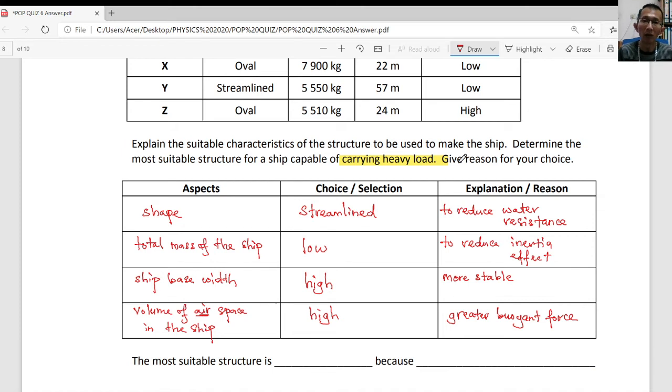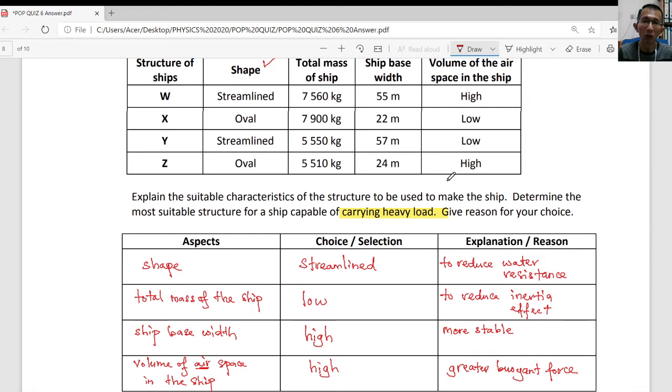Fill up the table. Now let's go back to the original table and we mark the characteristic that we have chosen. For shape we choose streamline, so I tick streamline. For low total mass, I'm going to choose the two lowest total mass, which would be 5550 and 5510. For the ship base width we choose high, so we are going to choose the two widths that are higher, that will be 55 and 57. And then for the volume of airspace we choose high, so I mark high here. Here is also high, so I mark it here. And next we count how many ticks.